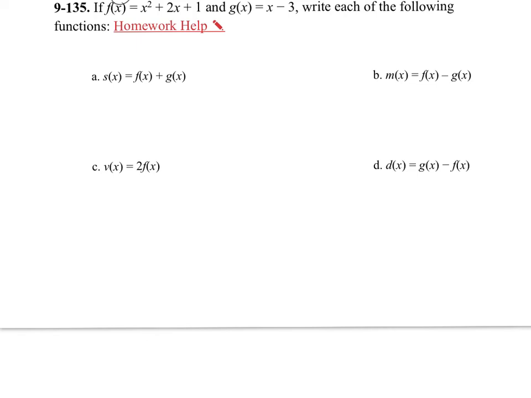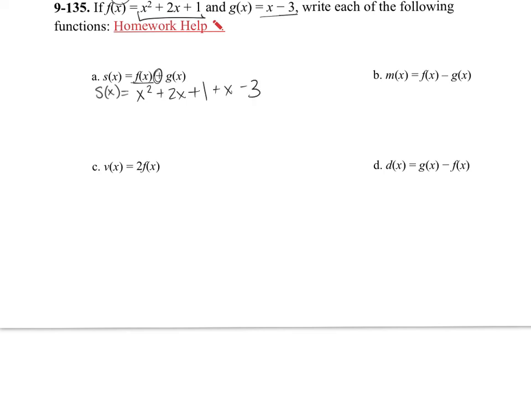For a, we're going to form this new function called s of x. And the way that we do that is we take our function f and we add it to our function g. So my function f from the directions says x squared plus 2x plus 1. I literally just, instead of writing f of x, wrote what it equaled. And then it says I need to add that to my g of x, which is x minus 3.